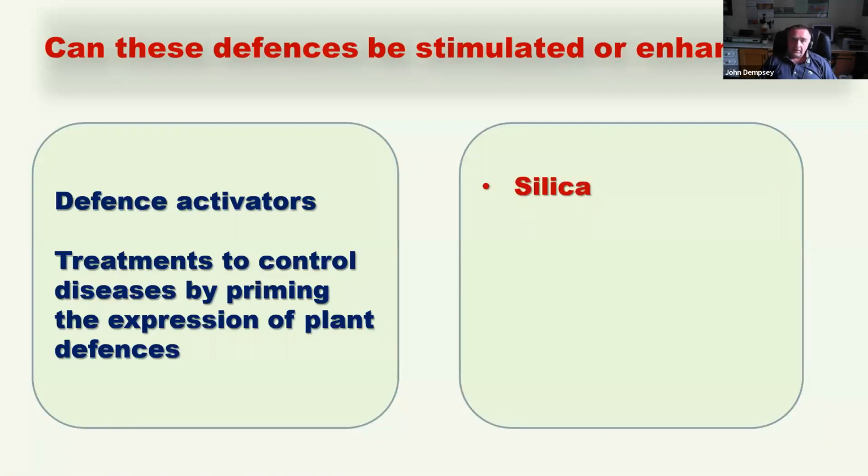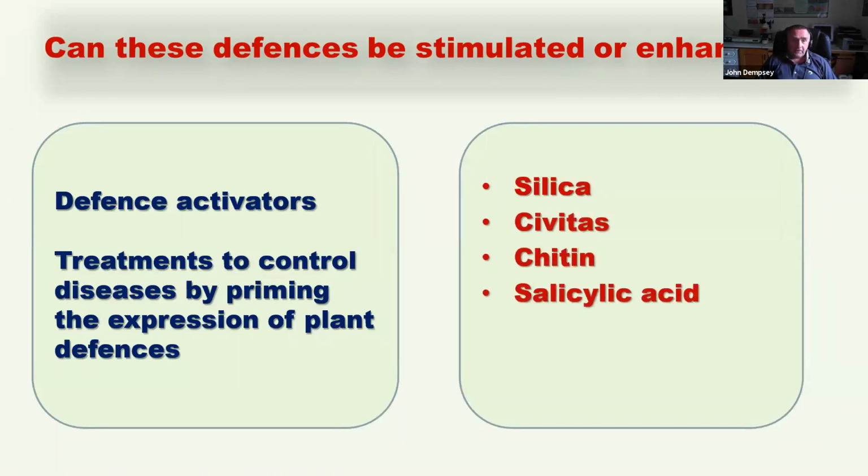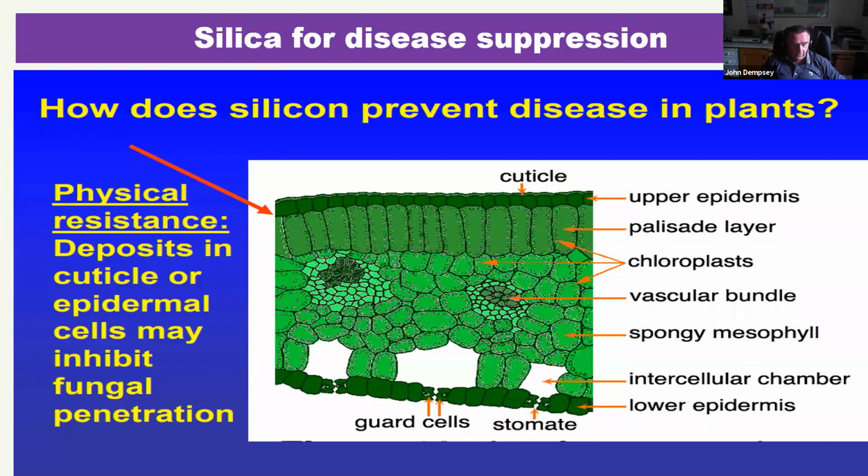There are things like silica, Civitas, chitin, salicylic acid, harpin, and phosphate, obviously. These are all elements and compounds that are available throughout the UK and Ireland. Most companies, I think, will have these in their products these days, and you can include them in a program. And will they be effective is the thing. So how do they work?